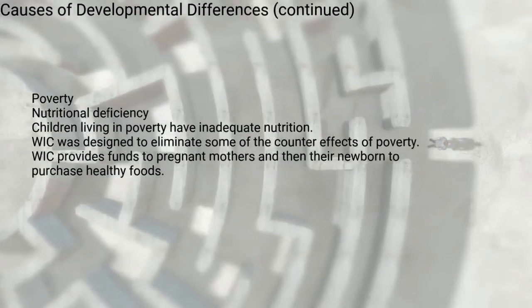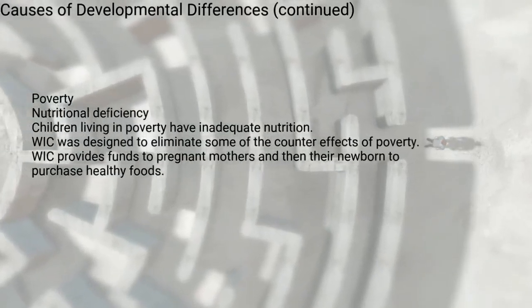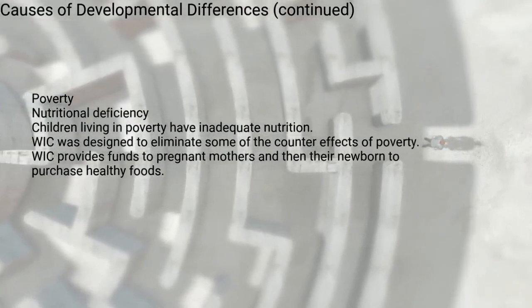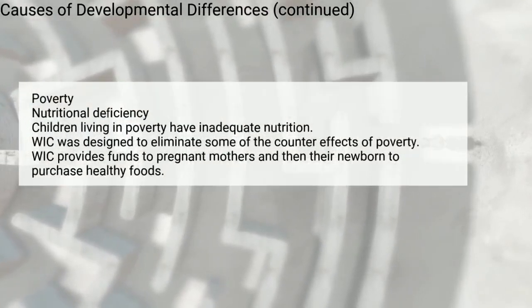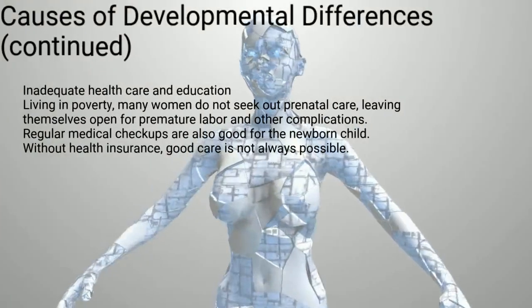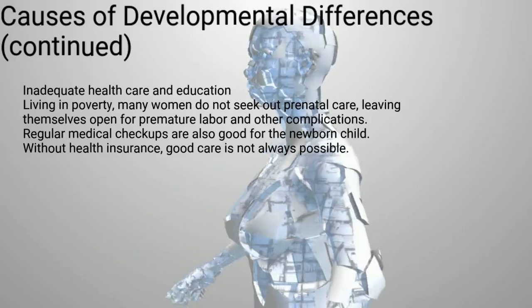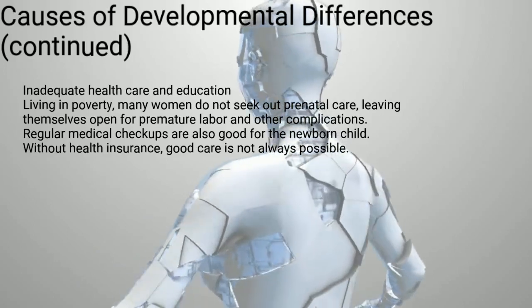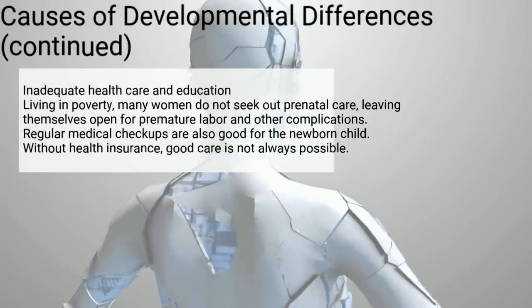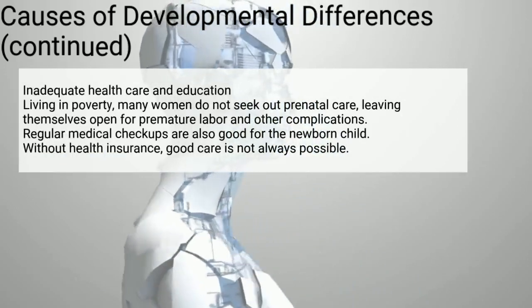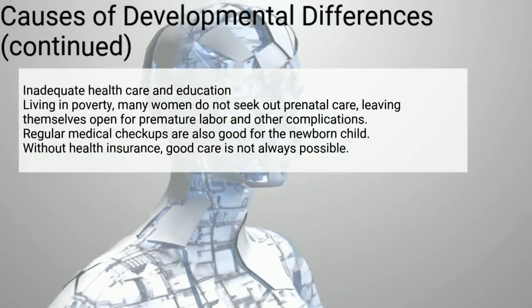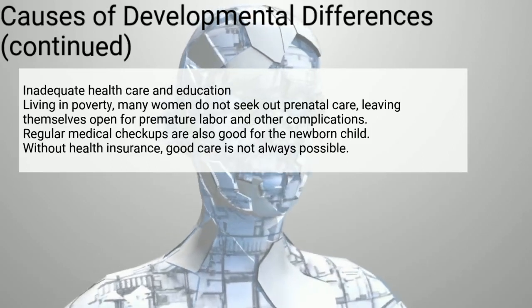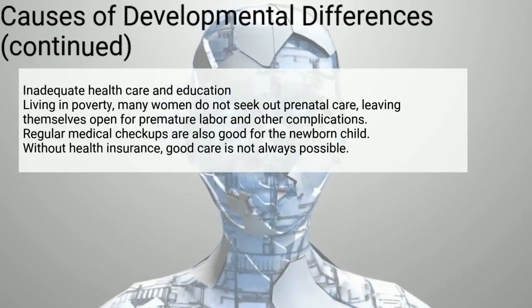Poverty, nutritional deficiency. Children living in poverty have inadequate nutrition. WIC was designed to eliminate some of the counter effects of poverty. WIC provides funds to pregnant mothers and their newborns to purchase healthy foods. Inadequate health care and education. Living in poverty, many women do not seek out prenatal care, leaving themselves open to premature labor and other complications. Regular medical checkups are also good for the newborn child. Without health insurance, good care is not always possible.